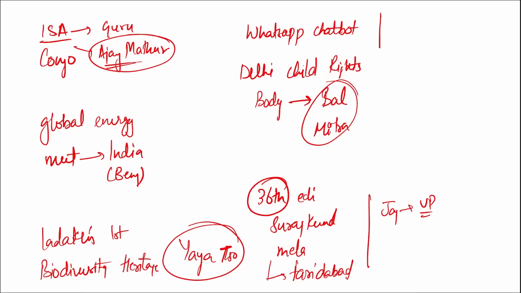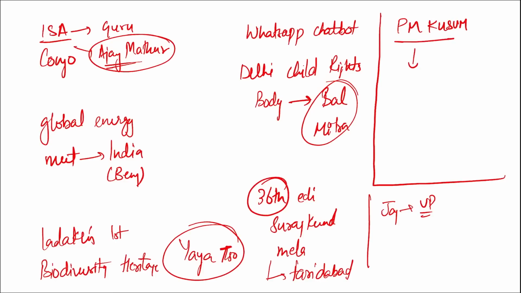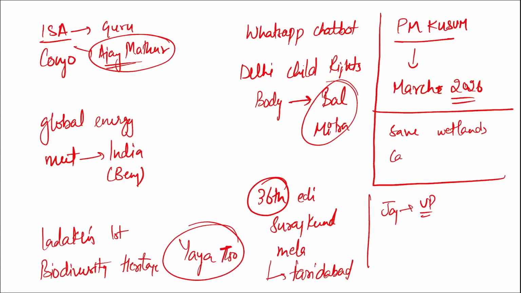Alright, then tell me Kusum scheme. PM Kusum scheme has been extended by the government of India till March 2026. Then who launched Save Wetlands campaign? Save Wetlands campaign was launched by whom? It was launched by Bhupendra Yadav.